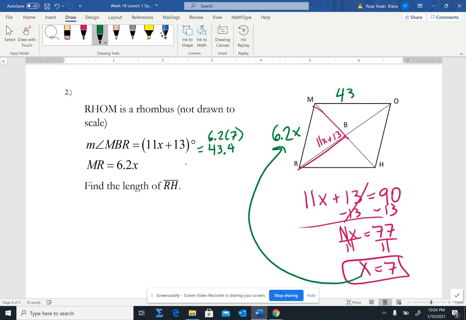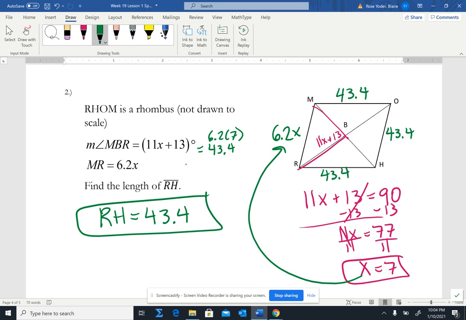That means this side's 43.4, this side's 43.4, this side's 43.4. Just like a square, a rhombus has 4 congruent sides. That's like the big idea of what a rhombus is. So don't forget about that feature. So RH is 43.4. Yes, it's a decimal. Yes, that's okay. So that's how we can apply the properties of a shape.